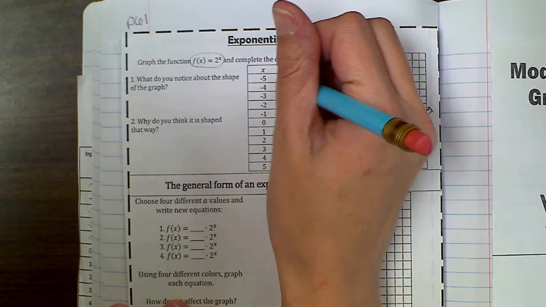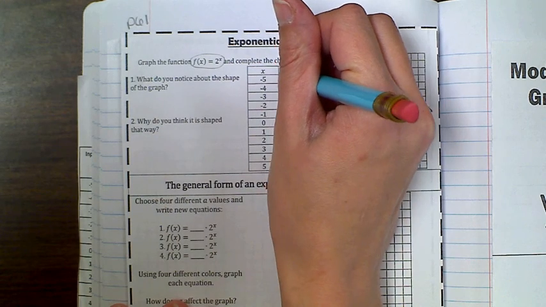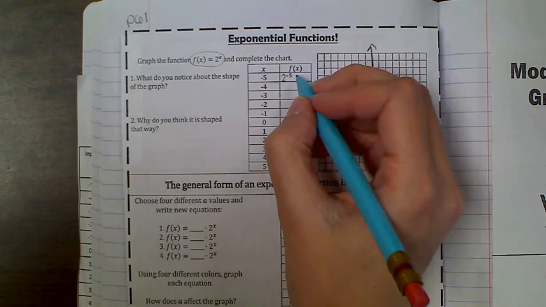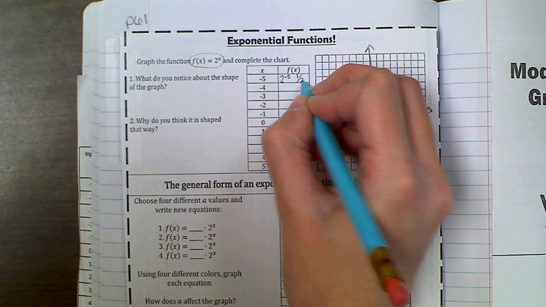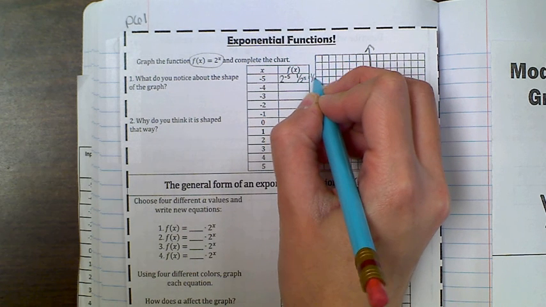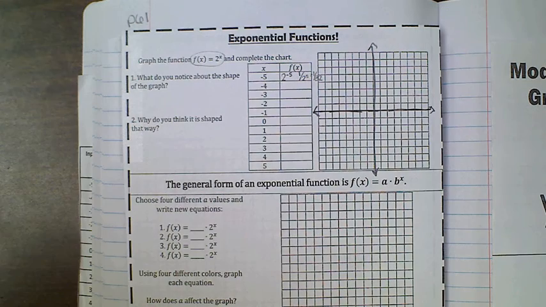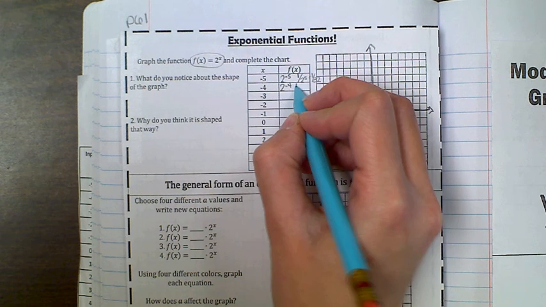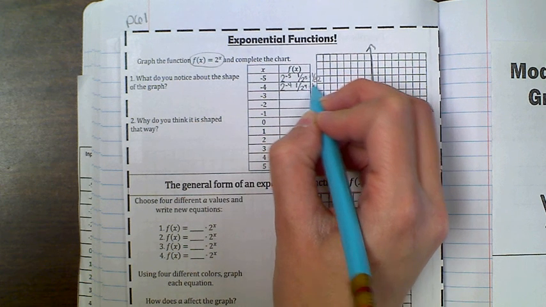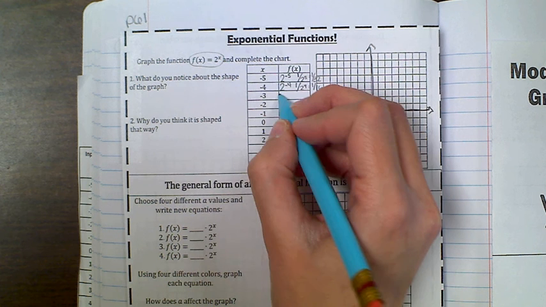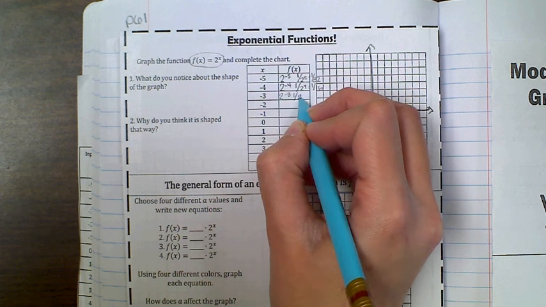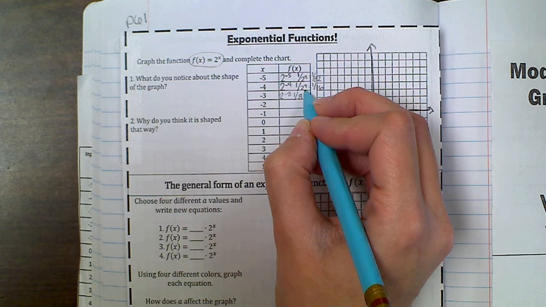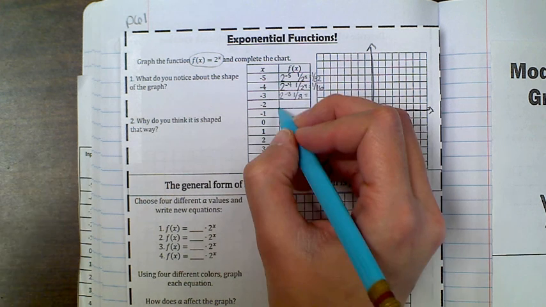So when I plug in -5, we're going to have 2 to the -5th. And if you remember our rules of exponents, we're not allowed to have negative powers. So this is going to change to 1 over 2 to the 5th, which is 1/32, which is tiny. 2 to the -4th is next. So 1 over 2 to the 4th, so 1 over 16. 2 to the -3rd, it's going to be 1 over 8, because 2 to the 3rd is 8. Yeah, 1/8. I got lost.